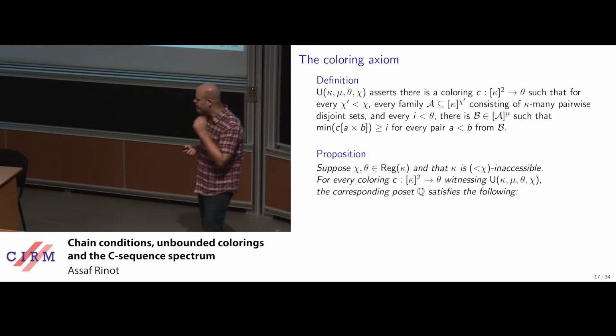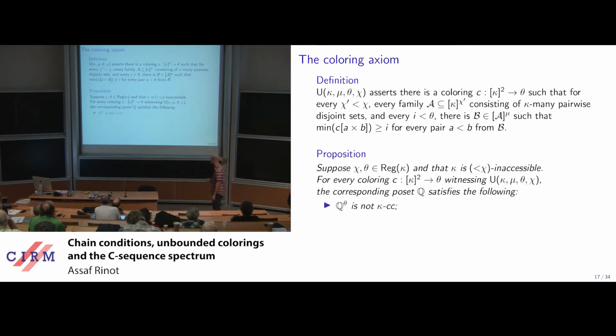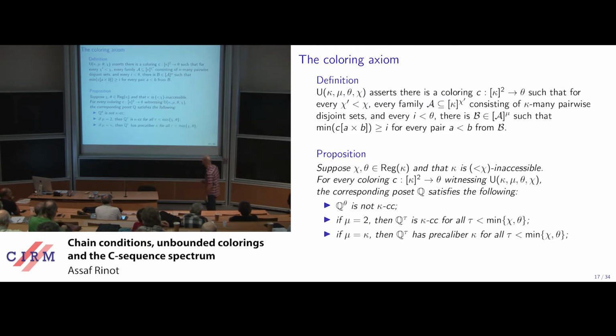So the proposition is that if you have a coloring witnessing this axiom, U kappa mu theta Chi, then the corresponding poset Q satisfies the following features. We already know it's not going to be kappa CC, the theta power. But if mu is equal to kappa, then it's readily seen that you get that Q to the tau is going to be kappa CC for every tau below the minimum of Chi and theta. And mu is how many you can pick when you move from you are giving kappa many and you have to pick mu many. So if you just pick 2, then this is kappa CC. But if you pick kappa many, then you get clusterness. And actually I showed you that clusterness is the same as pre-calibrated kappa.